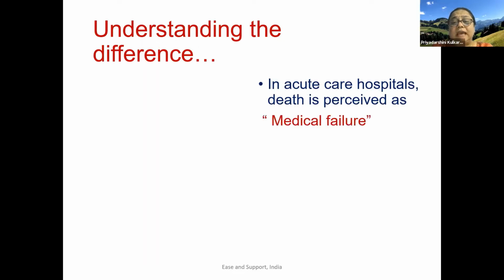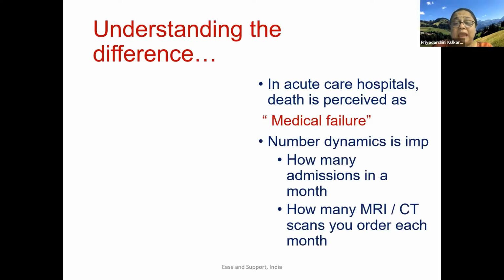One of the first things I realized is that in acute care hospitals, death is perceived as medical failure. We rush people to hospital ICU, and they are getting better and better thanks to advances in medicine. Because many people are living longer, maybe with comorbidities, it is difficult, and it is a perception that if somebody goes to the hospital and dies and the death rate is high, then that hospital is maybe not good.